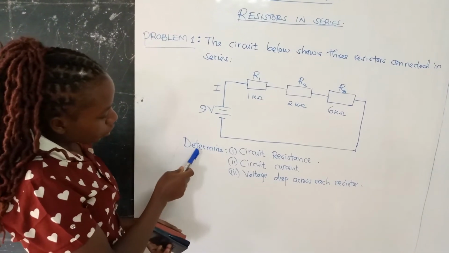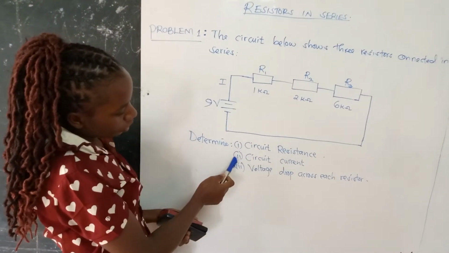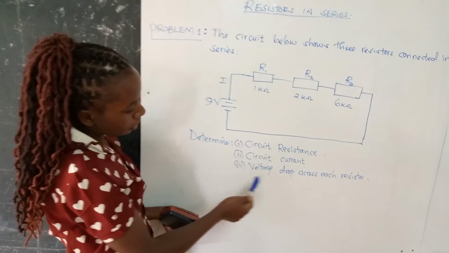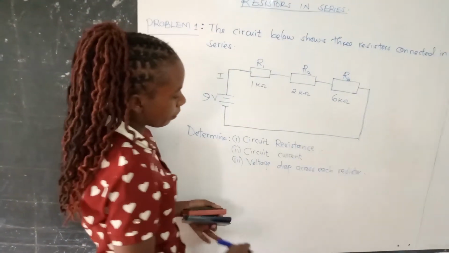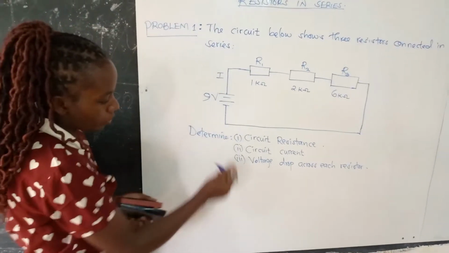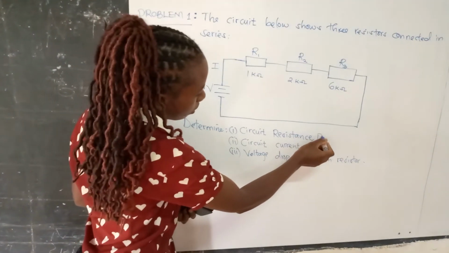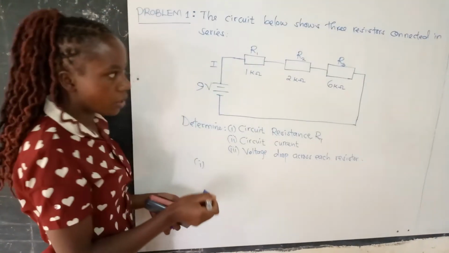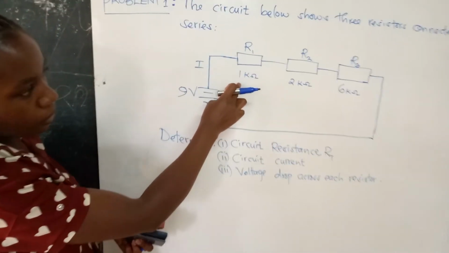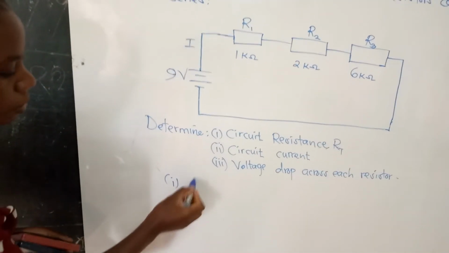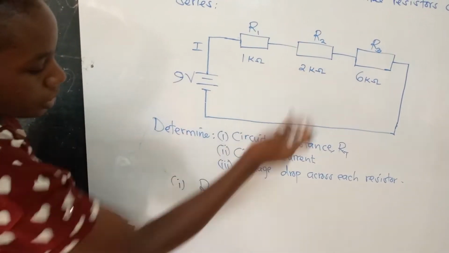Now we are supposed to determine: Roman 1, the circuit resistance; Roman 2, the circuit current; and Roman 3, the voltage drop across each resistor. Let us begin with Roman 1, the circuit resistance, which is the same as the total resistance of the circuit. From the circuit we have here, these resistors are connected in series, and for the formula for getting the total resistance in series, we are supposed to add all these resistances.